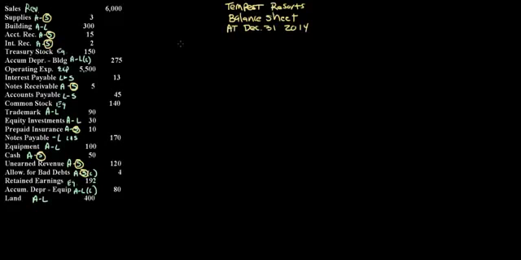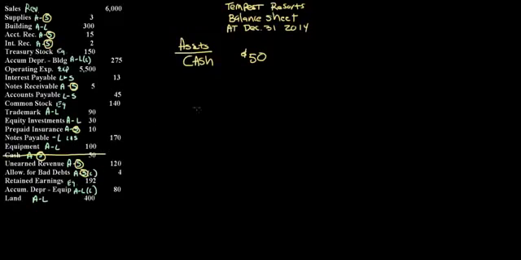So we're going to list our assets first. And I know that cash is going to come first. So the first one I'm going to list is cash. And our cash is, where's it at there? $50. Okay. And that gets a dollar sign. So I can mark through that one.